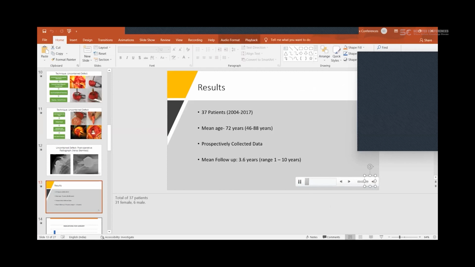Our results for this study: there were 37 patients in total, 31 were female and 6 were male. There was a mean age of around 72 years old, with a range of 46 to 88. All the data was prospectively collected, and the mean follow-up was around 3.6 years, with a range of 1 to 10.